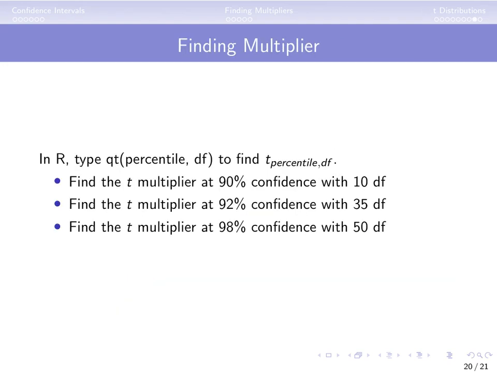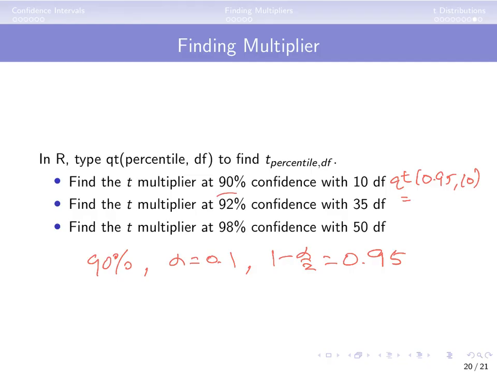So how do we find the t multiplier? Instead of using qnorm, you're using qt, the value of the percentile and the df. So for 90% confidence, we have alpha equals 0.1. So 1 minus alpha over 2 is now going to be 0.95. For this first one, we'll type in qt(0.95, 10), and this will give you a value of 1.812.